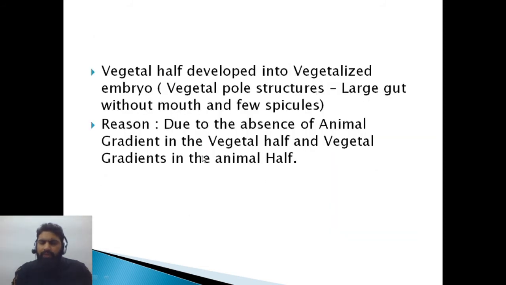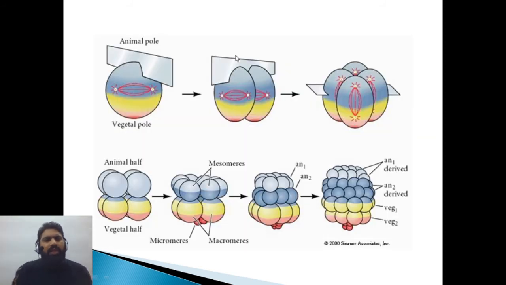Okay. So what is the reason? Of course, the reason is very clear from this. In the previous experiment, when we were separating these 4 cells, all these cells were containing animal material and vegetal material. Animal gradient and vegetal gradient were present here, right?